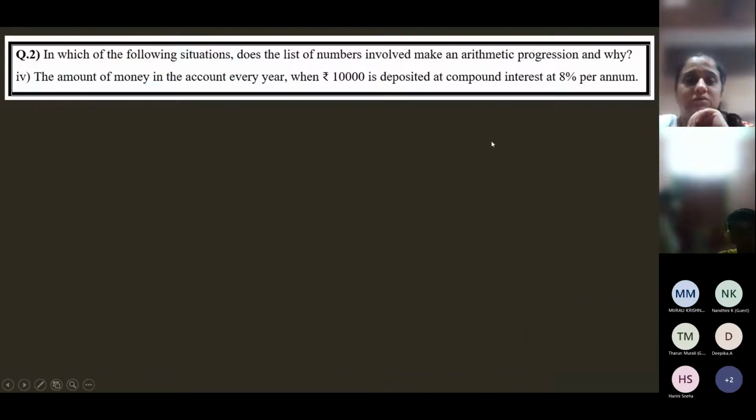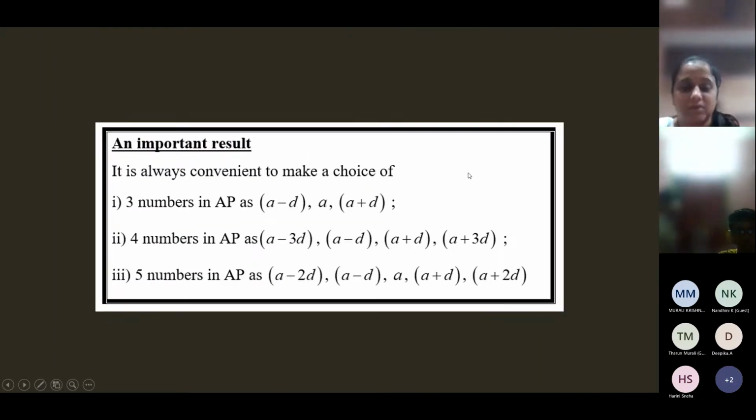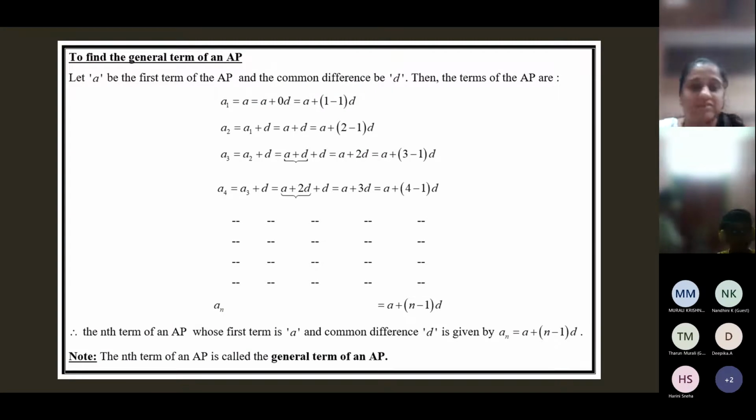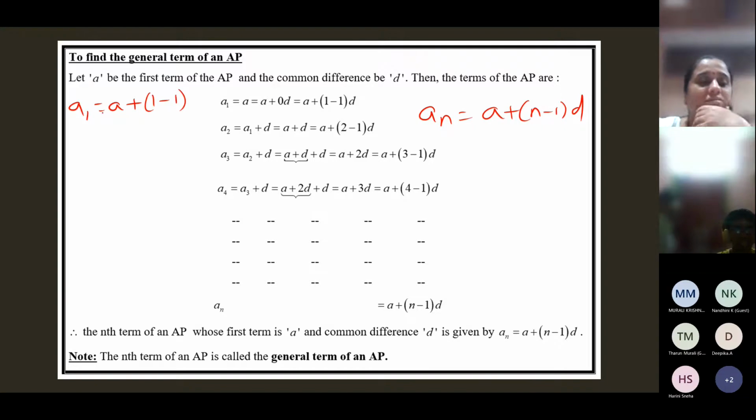All right. So let's recall the formula we understood in the last class. So an is given by a plus n minus 1 into d. Like a1 is a plus 1 minus 1 into d. The first term is a plus 1 minus 1 into d.